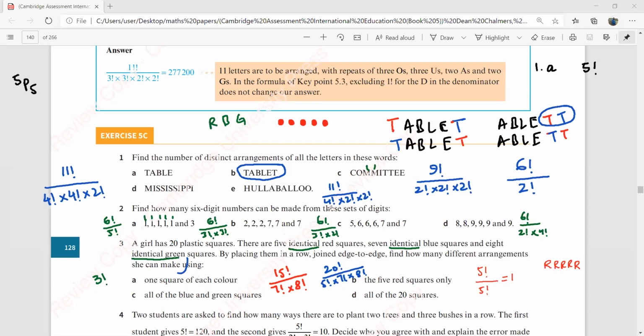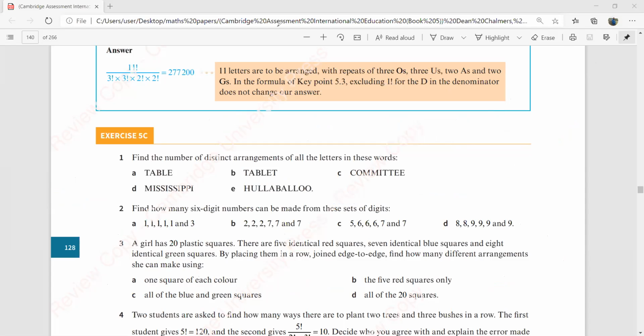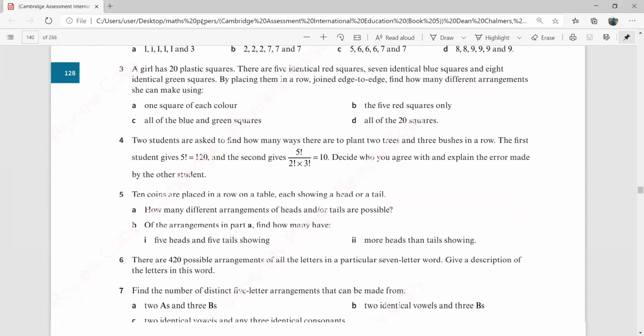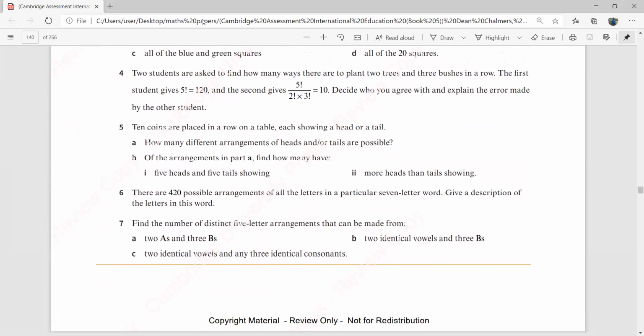Okay, let's go on to the next question, number 4. Now I'm going to clear this and we move on to the 4th question. You try these 4, 5, 6, 7, and then I come back to you guys. Is there anyone who wants to discuss this 4th question, which one of these are right and why? It says 2 students are asked to find how many ways there are to plant 2 trees and 3 bushes in a row.